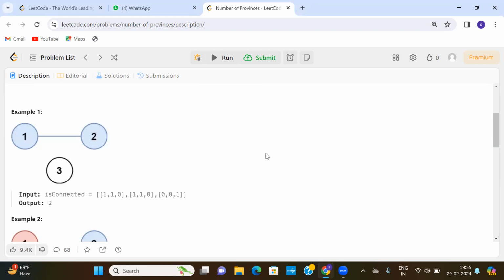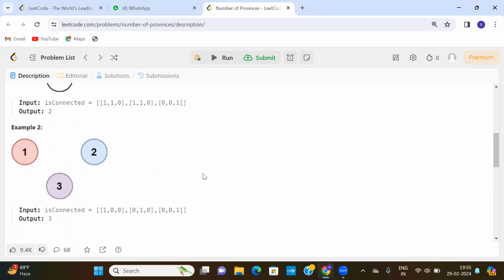In this way, we are able to form this particular graph. In the question, we are only provided with isConnected, and this we need to understand ourselves with the help of an adjacency list that we will do in the code. So here we can clearly see that the number of components is 2. 1, 2 belong to a single component and 3 is the other component. So the number of components comes out to be 2.